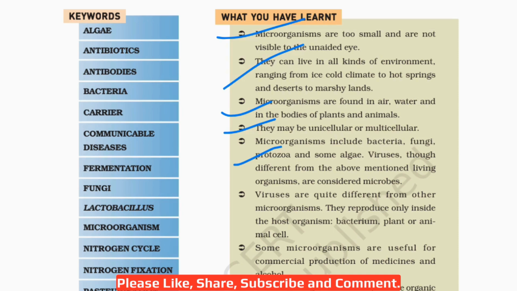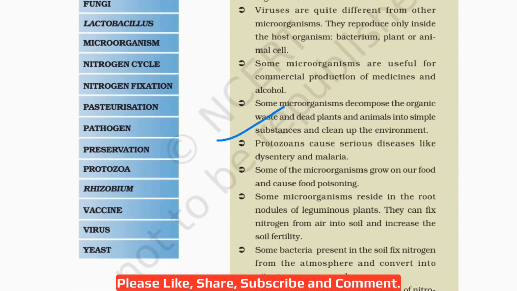Viruses are also considered microbes, but they do not fall in this category. Viruses are quite different from other microorganisms. They reproduce only inside the host organism, bacterium, plant or animal cell. Some microorganisms are useful for commercial production of medicines and alcohol. Some microorganisms decompose the organic waste and dead plants and animals into simple substances and clean up the environment. Protozoans cause serious diseases like dysentery and malaria. Some of the microorganisms grow on our food and cause food poisoning.